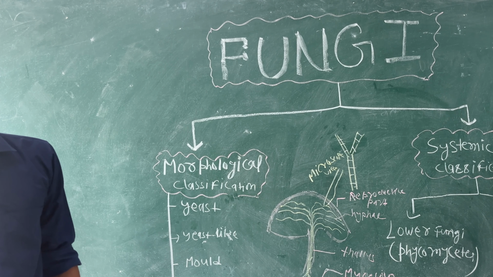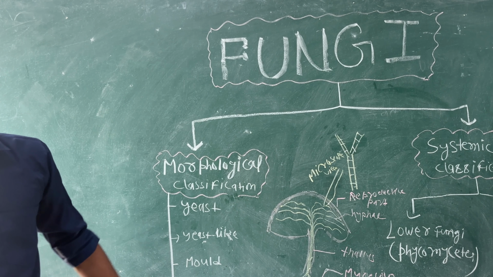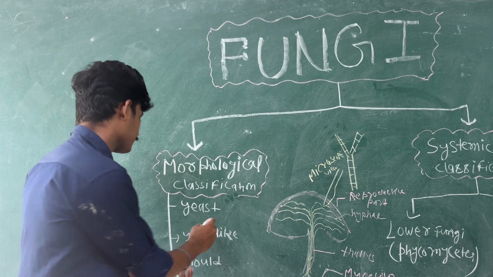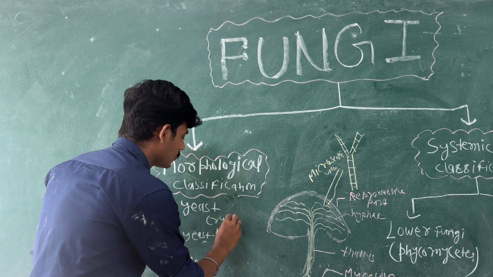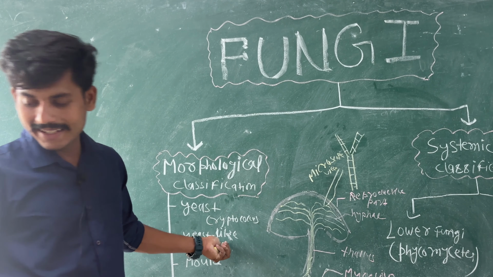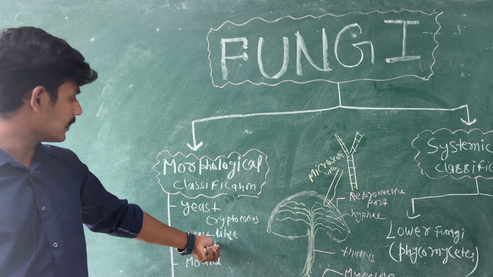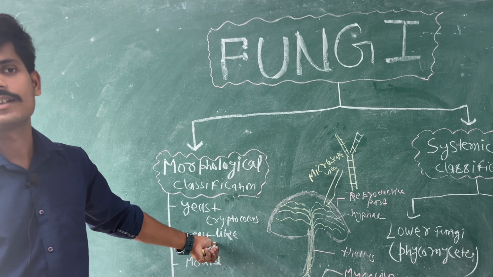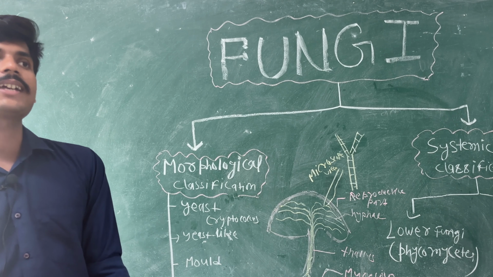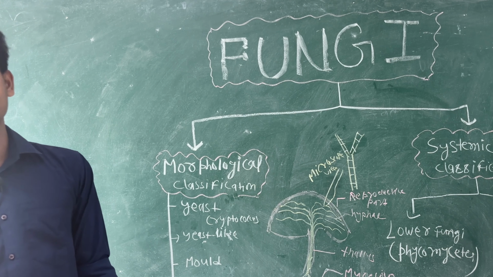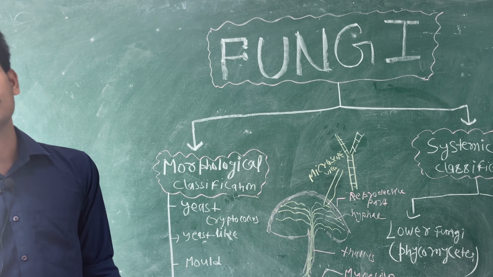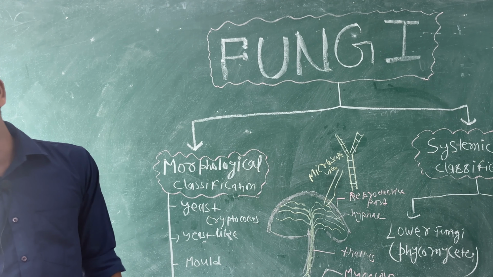Write down the example. Yeast example: Cryptococcus. Yeast example is Cryptococcus. Now, yeast-like: write down Candida. C-A-N-D-I-D-A. Candida. Full name is Candida albicans. Candida. Written. Then write down about the mold.